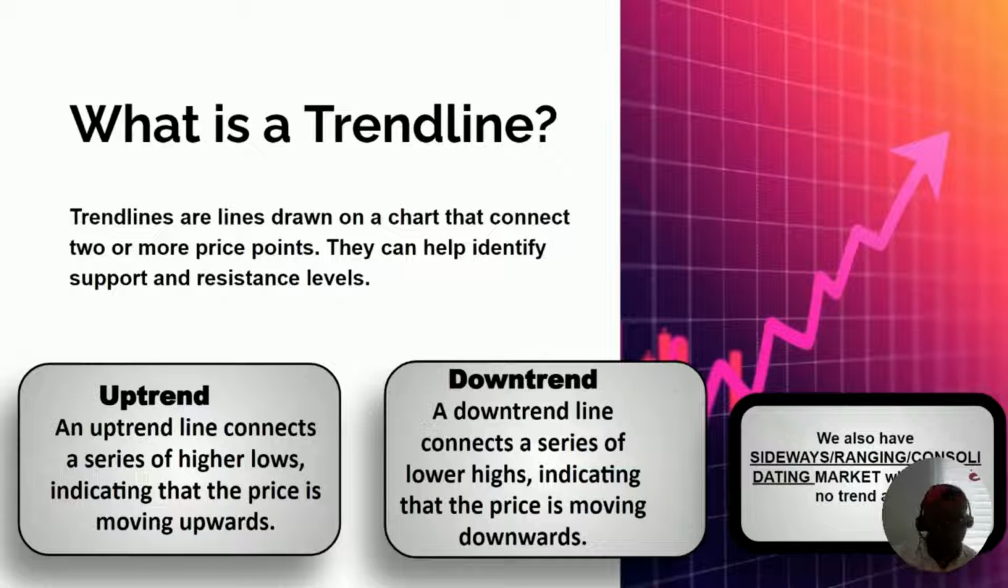And again, when a market is not in a trend, it is called a sideways market, a ranging market, or a consolidating market. That means there is no trend at all. Now, let me show you an example of an uptrend and a downtrend.